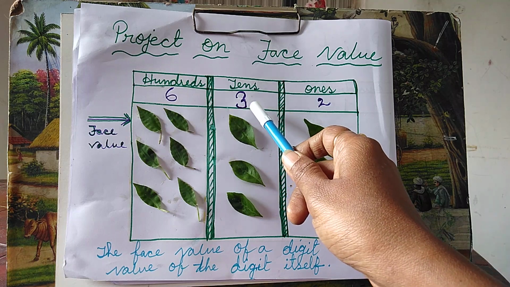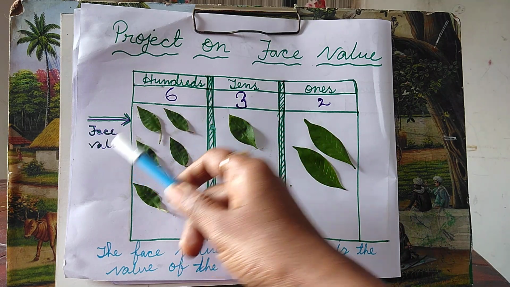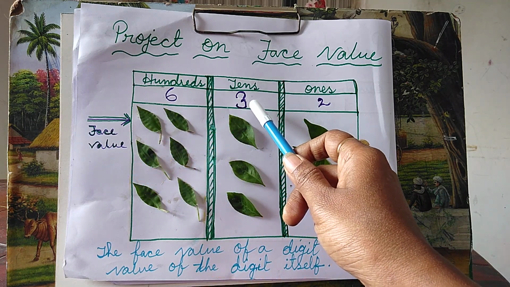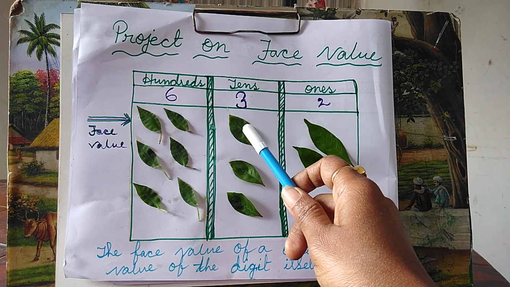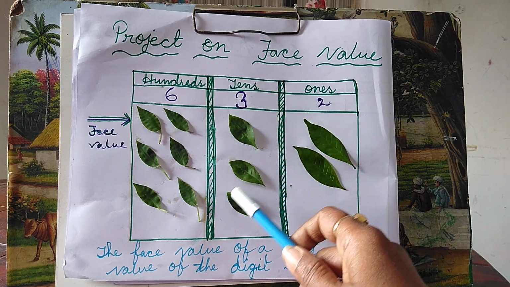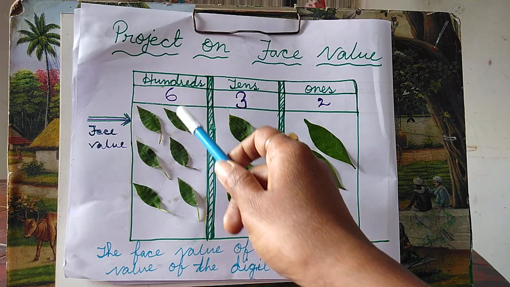The second digit is 3. Face value of 3 is 3. Same as it is. So, paste here 3 leaves. 1, 2, 3. Go to the third digit.